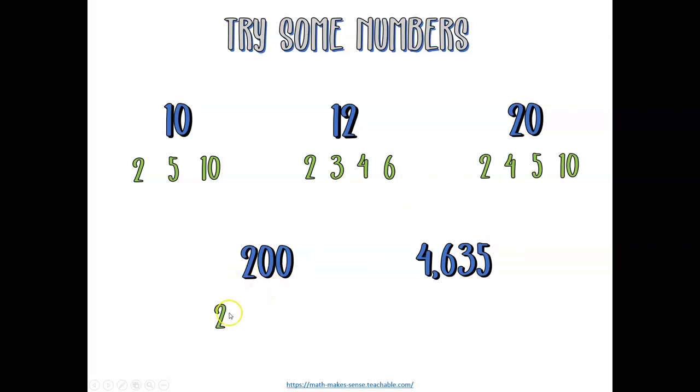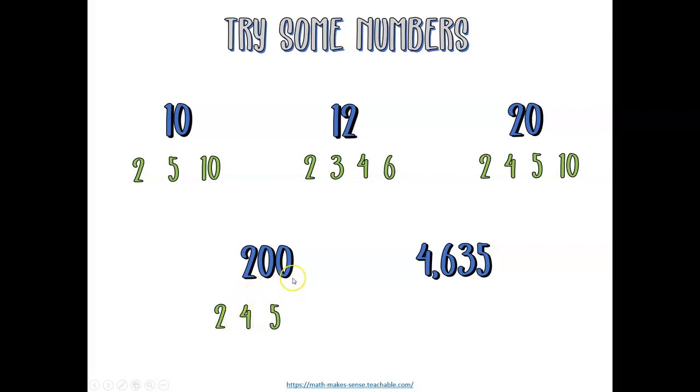200 is even, so it's divisible by 2. The numbers do not add up to 3, 6, or 9, so 3 doesn't work. And while we're at it, 9 does not work. How about 4? Can you cut it in half twice? Well, 200 cut in half is 100. 100 cut in half is 50. Yes, that works, so 4 is good.